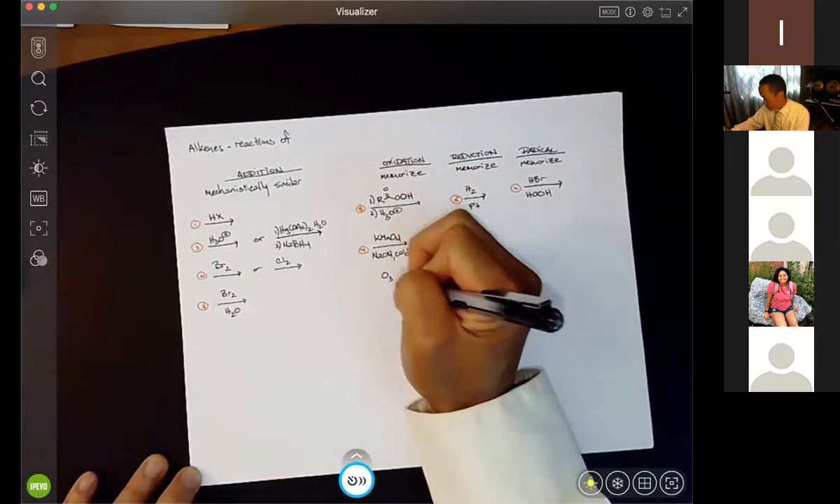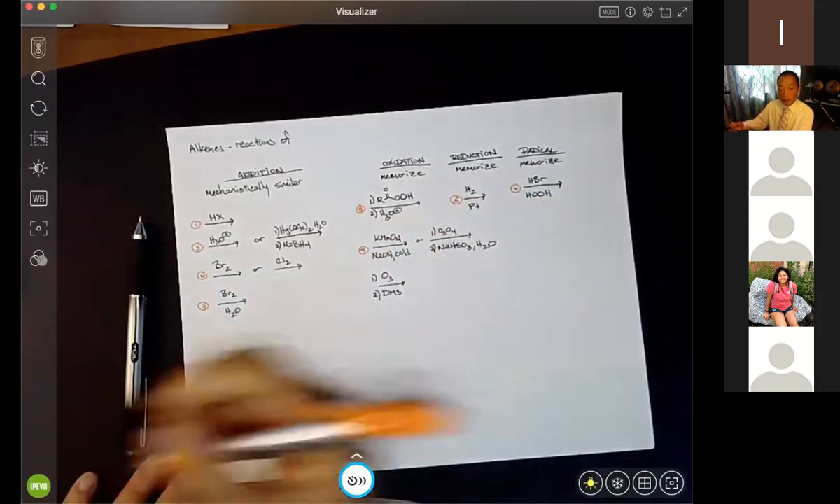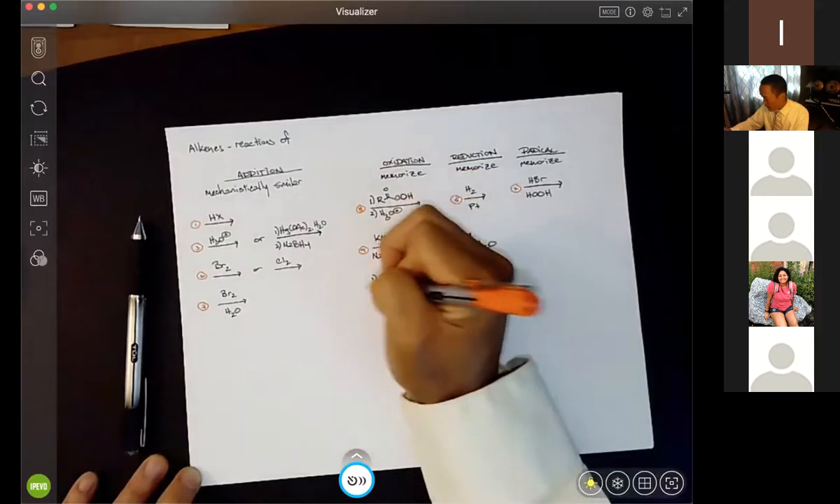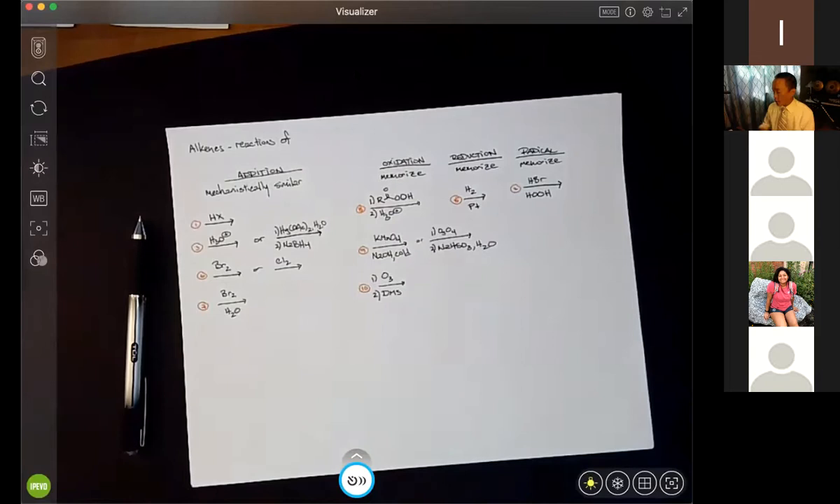This reaction is really cool, O3 and DMS. Using ozone, followed by dimethyl sulfide, you can actually split the double bond in half. And we'll come back and talk about that as well. But that reaction falls under the oxidation set.